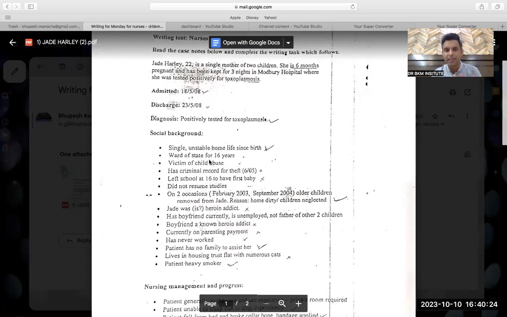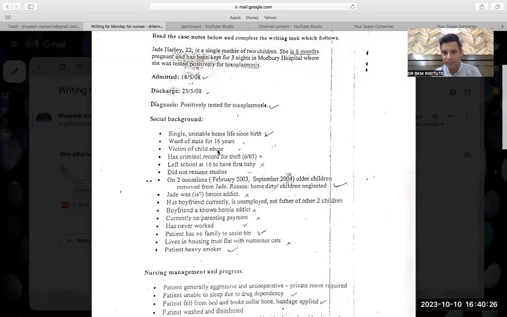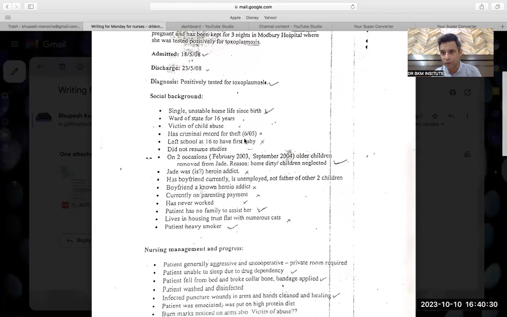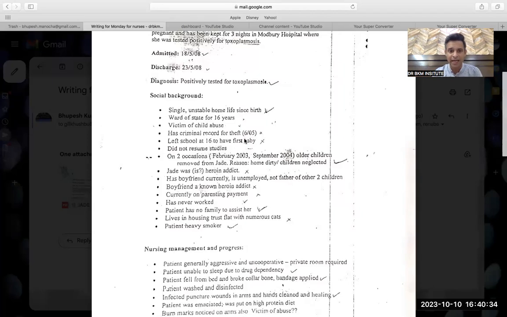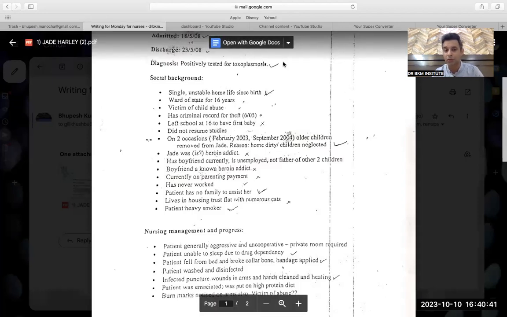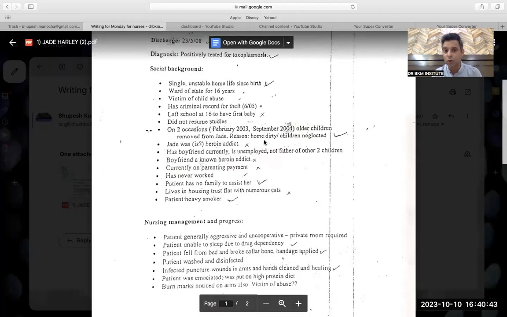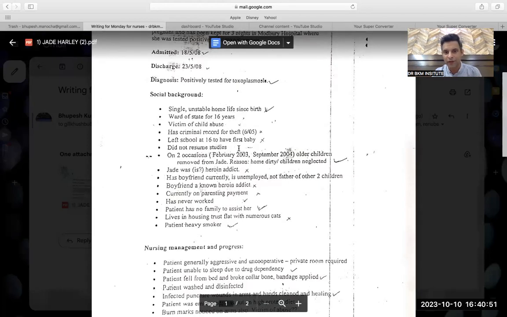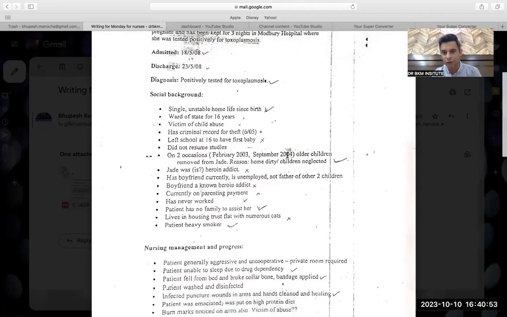So she is a girl, single, with an unstable home life since birth, a victim of child abuse, with a criminal record for theft. That means her childhood has not been very great. She left school at 16 to have her first baby, and did not resume studies. On 2 occasions, older children were taken away, in February 2003 and 2004. Right now it is 2008, so 5 years back and almost 4 years back.